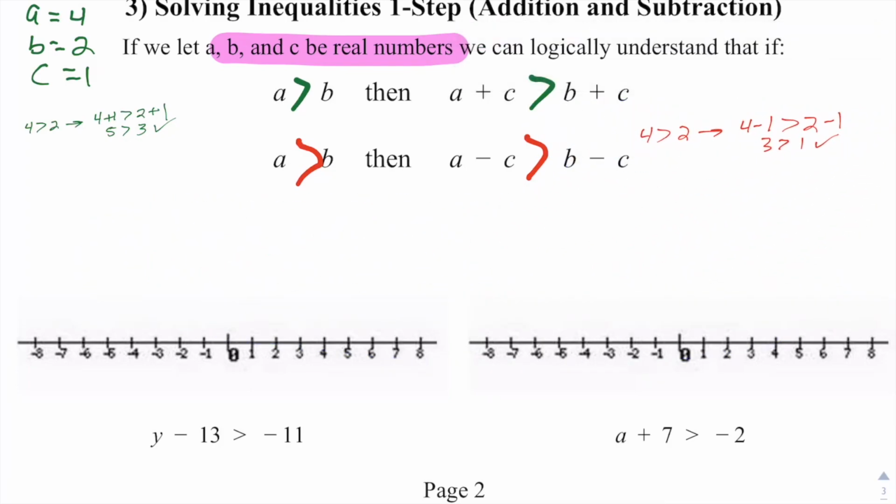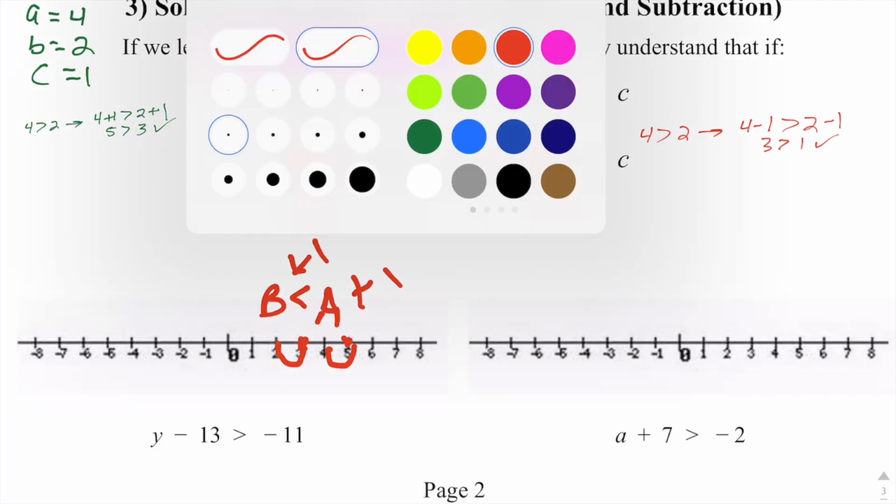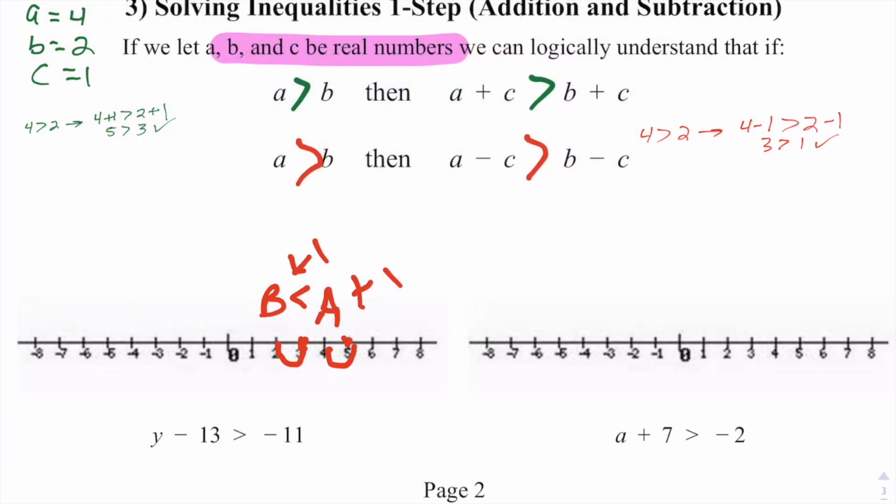How that looks on the number line is if we have A at 4 and B at 2, we see that A is bigger than B. If we add C, so we plus 1 here and plus 1 here, B goes to 3 and A goes to 5, so A is still greater than B. Visualizing the subtraction, if we're at 4 with A and 2 with B and we subtract 1, we go from 2 to 1 and from 4 to 3, so A is still greater than B.